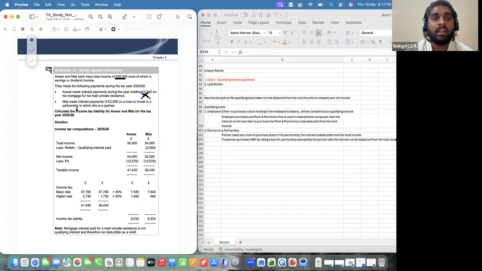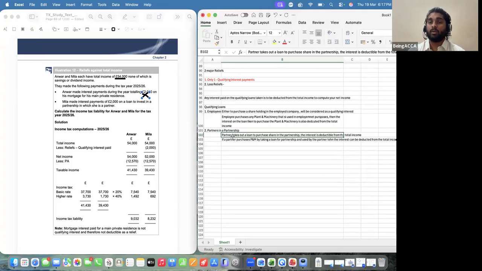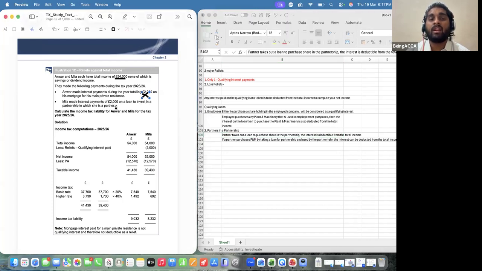Next, Mila has made an interest payment of 2,000 on a loan to invest in a partnership in which she is a partner, which satisfies our criteria that a partner takes out a loan to purchase a share in the partnership. So whatever Mila's interest payment is, you will get relief on that, and it can be deducted from her total income. But for Anwar, you will not be getting any kind of relief. With this, let's solve the question.